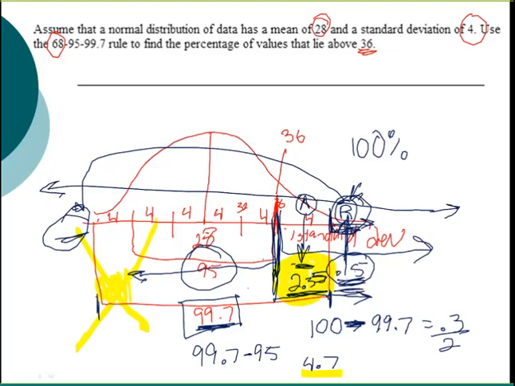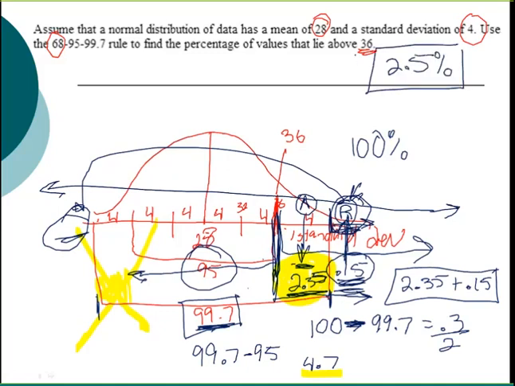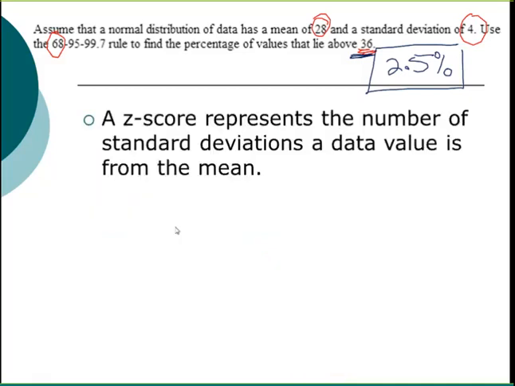So I want to add my 2.35 plus my 0.15 to get the total answer here above. So if I just add my 0.15, I get 2.5. So the answer is 2.5% of my data is above 36. So it's really a logic exercise of cutting out what we don't need and finding the leftover amount. Okay, so I hope that makes sense. Try watching it through again if it didn't.